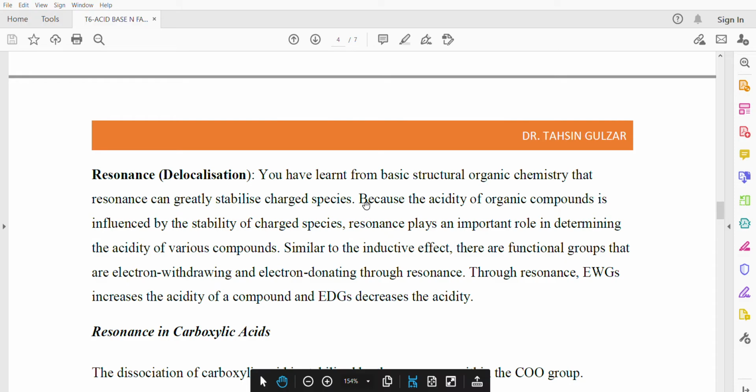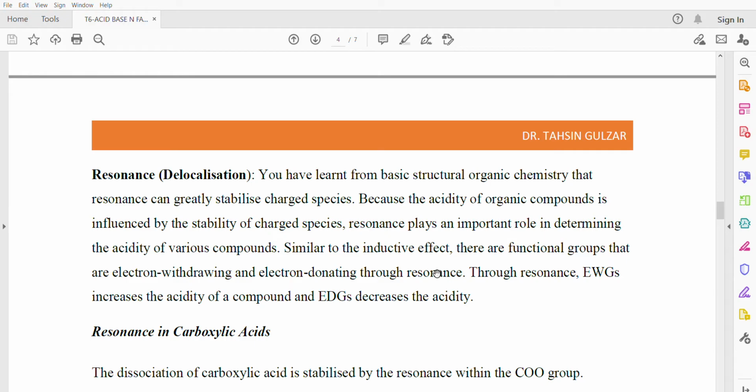So you have learned from basic organic chemistry that resonance can greatly stabilize charged species, because the acidity of an organic compound is influenced by the stability of charged species. Resonance plays an important role in determining the acidity of various compounds. Similarly, as with inductive factors, there are functional groups that are electron withdrawing and electron donating through resonance.